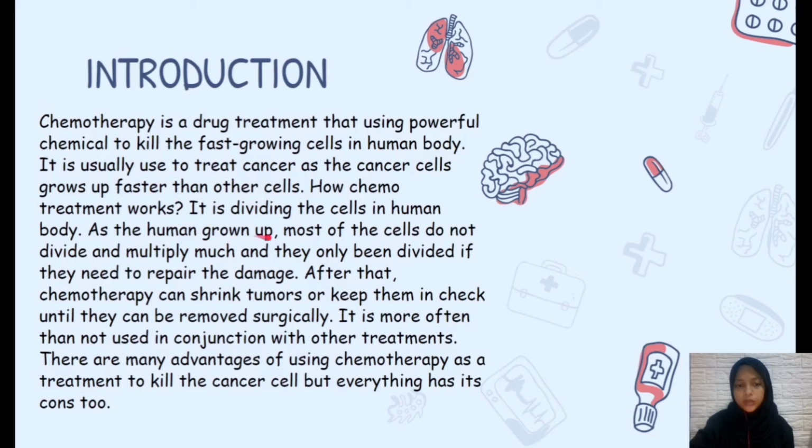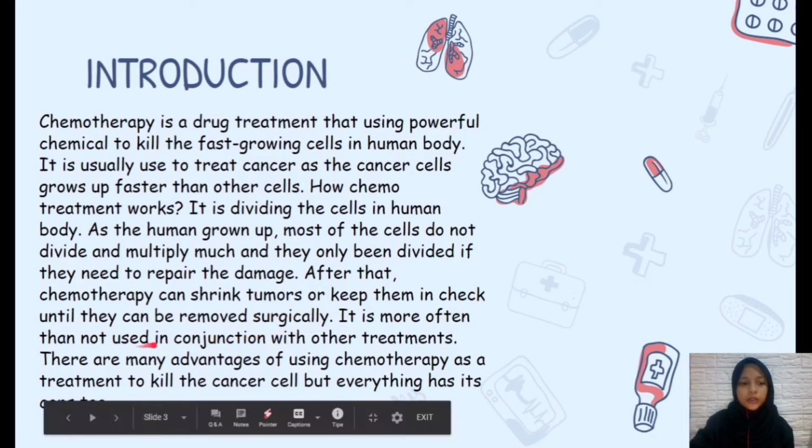As a human grows up, most of the cells do not divide and multiply much, and they only divide if they need to repair damage. After that, chemotherapy can shrink tumors or keep them in check until they can be removed surgically. It is more often than not used in conjunction with other treatments.